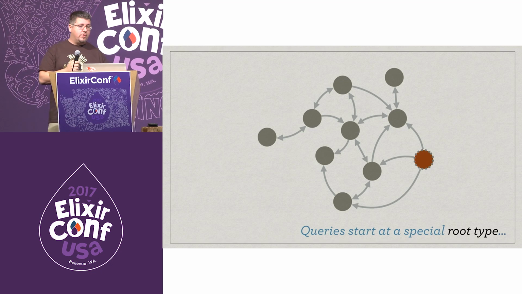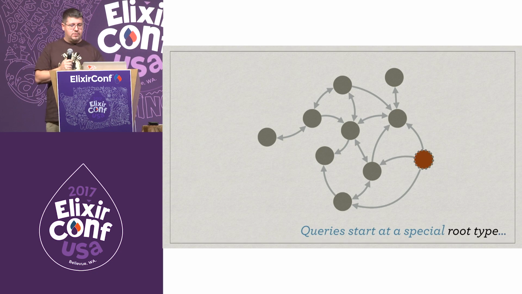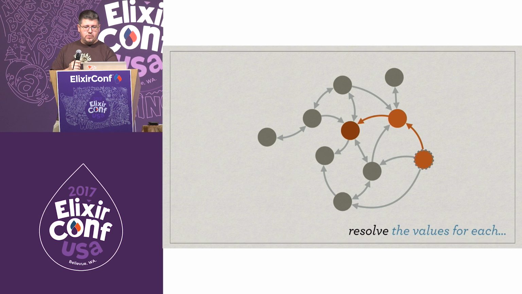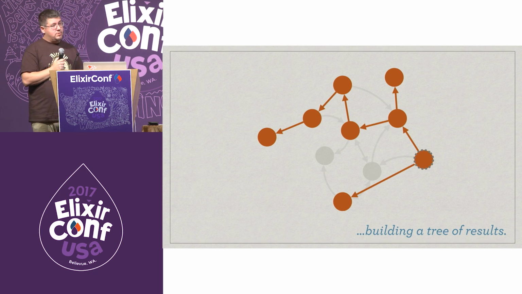So it starts at the special root type, which in the case of a query is that query root type that you saw exposed with query do. And then it uses those resolvers to resolve each field and walk along, resolves the values for each of them, and traverses to those fields, and so on and so on. Then at the end, it builds a tree of results, which is returned.